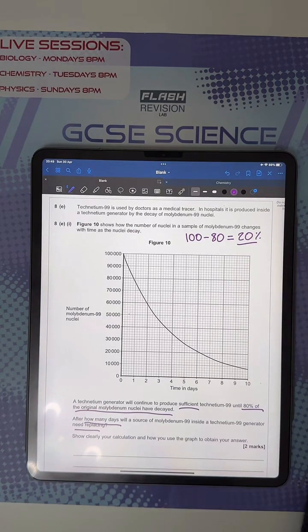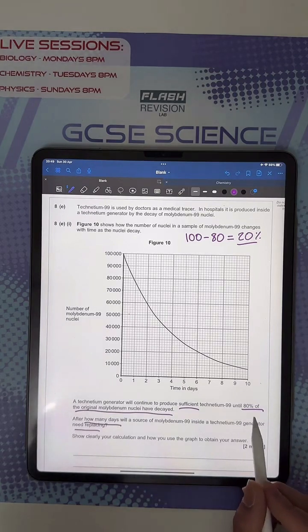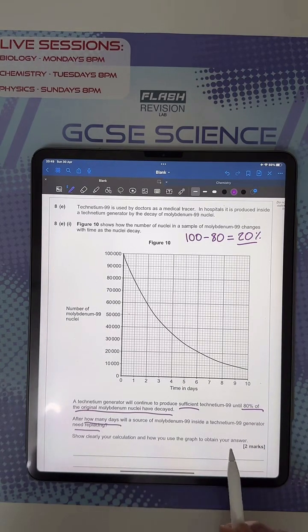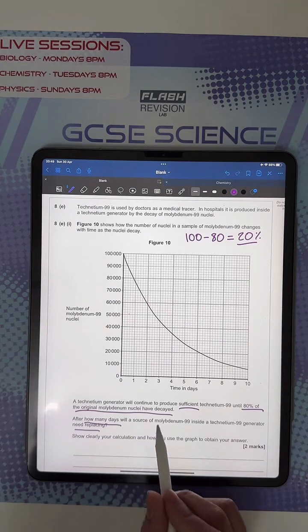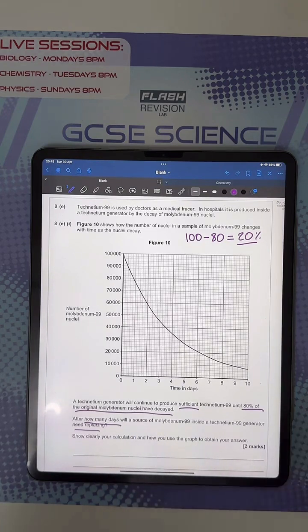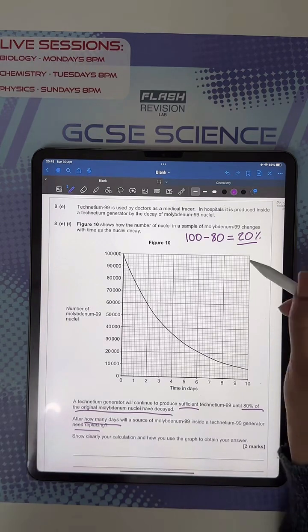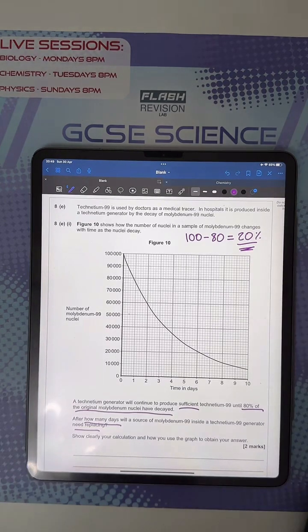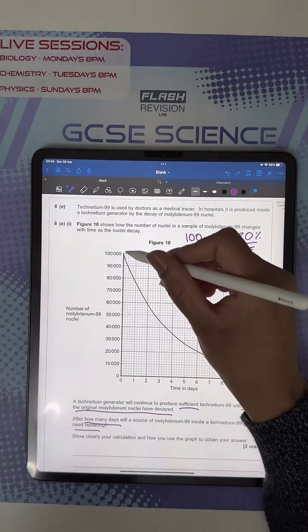20%. Okay, so until 80%, again, they're trying to throw you off. Until 80% of the original has decayed. So it's not saying how much undecayed nuclei is left. It's saying 80% has decayed. So you're actually left with 20% of undecayed nuclei. So that's why you have to draw a line at 20%.